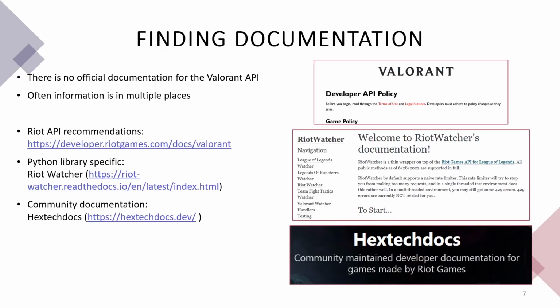First up, finding documentation. As with everything Riot, there is no official documentation for the Valorant API. Often information is in multiple different places, so it's good to have a couple references you could look at. The ones I recommend are the Riot API themselves, so that's the Valorant docs. Then whatever is specific to your library, so I use Riot Watcher, it's what I talk about in my course. It's very user-friendly, I would recommend it, but they have their own documentation. And then lastly, there is community documentation and Hextech docs.